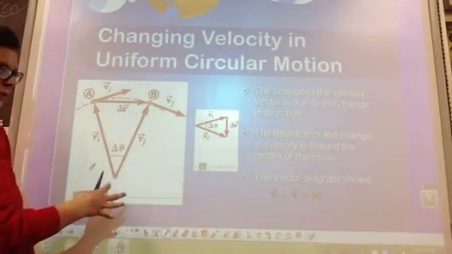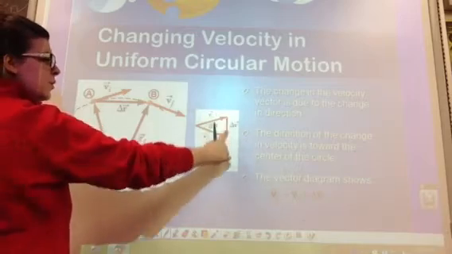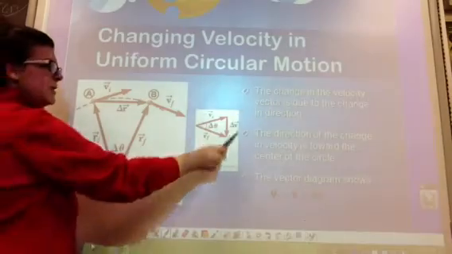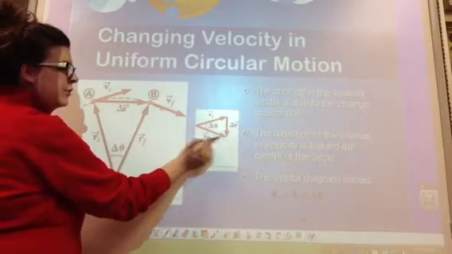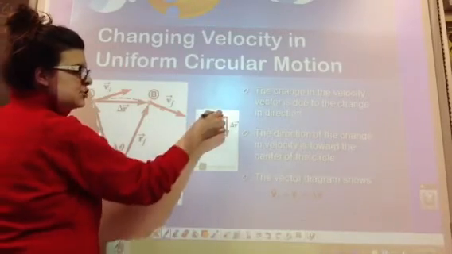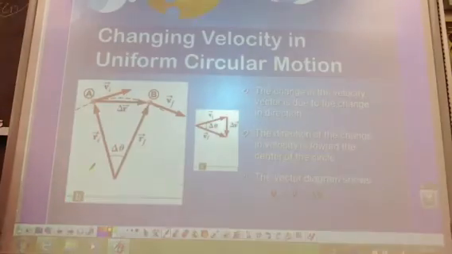The change in velocity, my overall delta V velocity vector here, is going to be pointed downward. It's going to be directed towards the center of the circle. So the vector diagram for my velocity triangle is going to show me that the final velocity can be found by adding the initial velocity to that change in velocity vector.